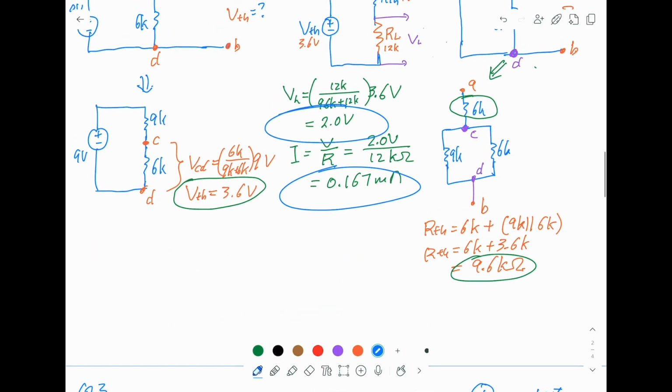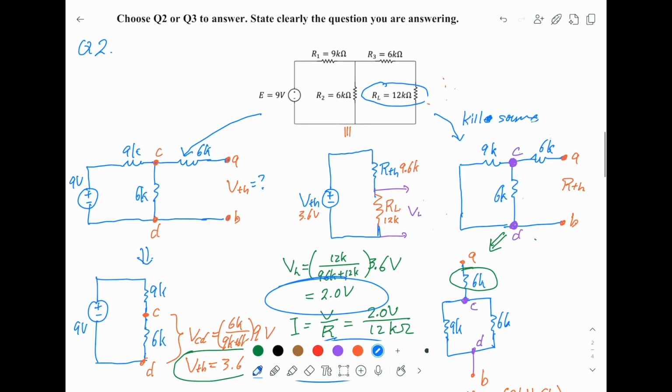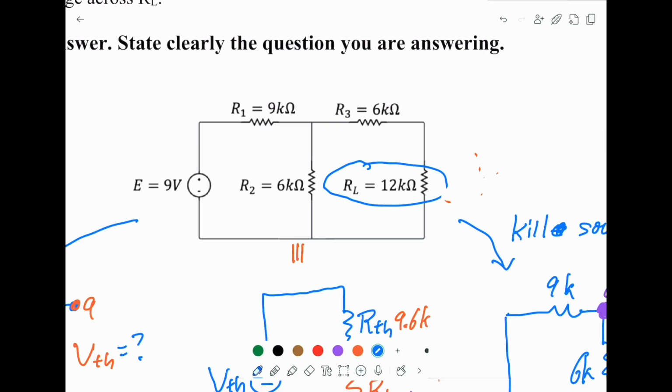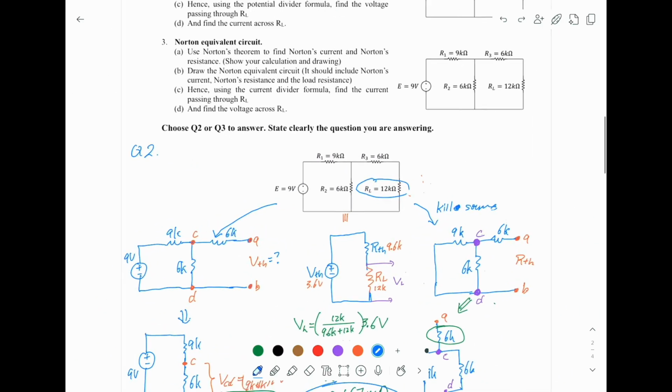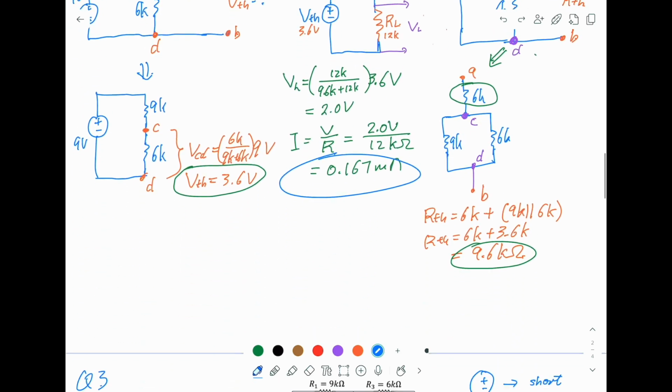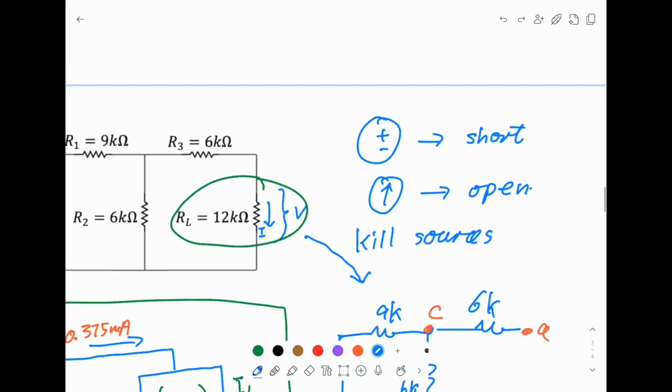The Thevenin resistance is the same as Norton resistance. All you need to do is kill the source and then remove the RL, and you find the overall resistance in this new network. Now this is the procedure, and it is important to know the procedure. Also, you should know how to kill the source. When you find the Norton resistance, you need to kill the source. You have to replace the voltage source by the short circuit, current source by open circuit. That is all you need.